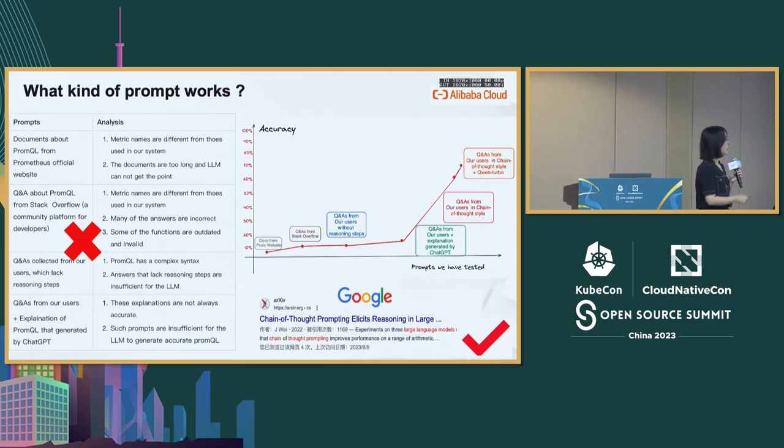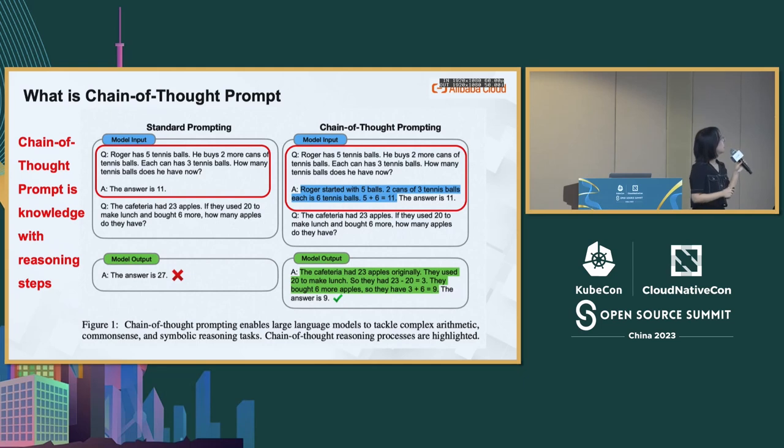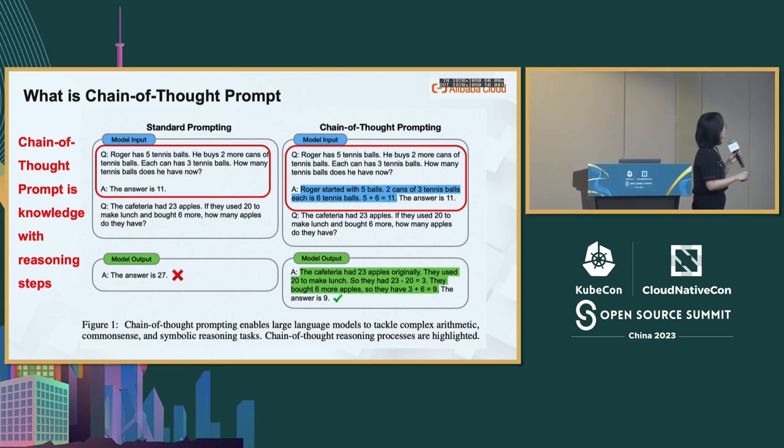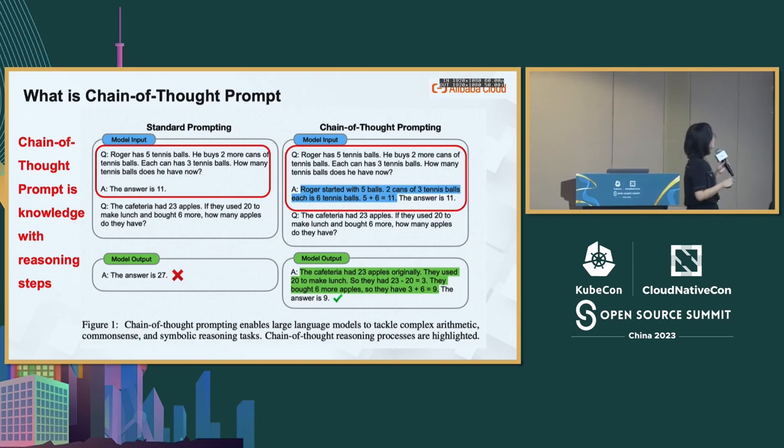Okay, so what is Chain of Thought? Chain of Thought is a kind of prompt engineering technique that Google used to improve the performance of ChatGPT on logical tasks, like the mathematical tests we did in primary school. It's quite interesting. Here we can see an example. The prompt is the knowledge you give to the LLM, and the Chain of Thought prompt is the knowledge with reasoning steps.